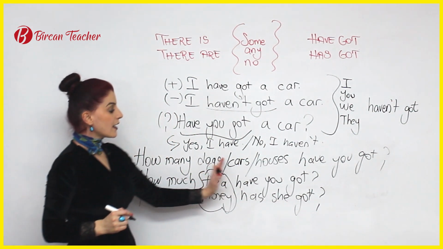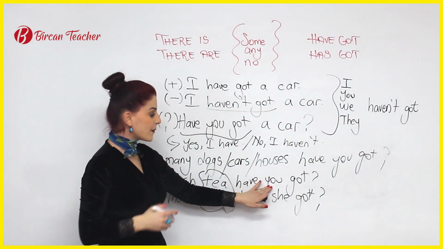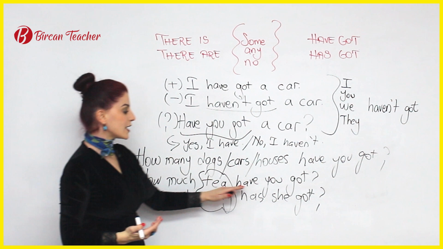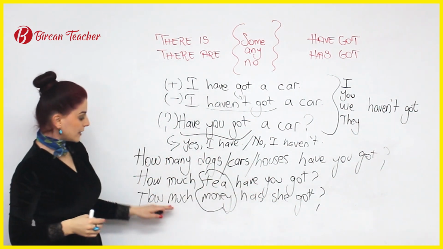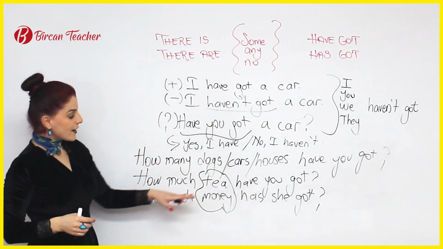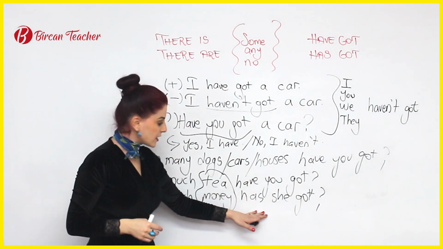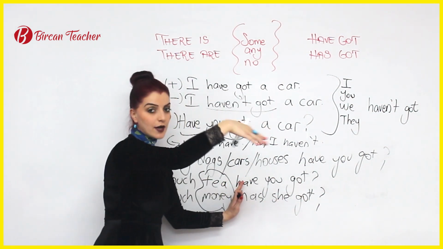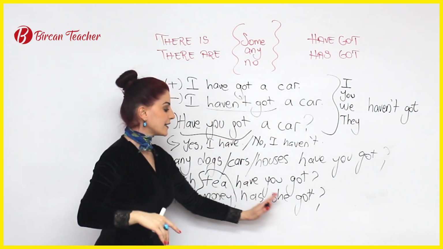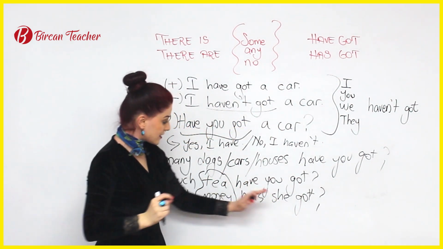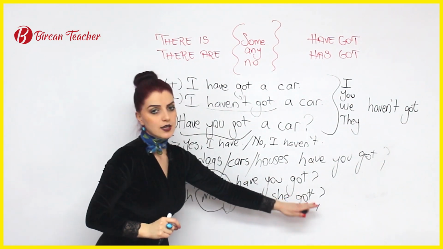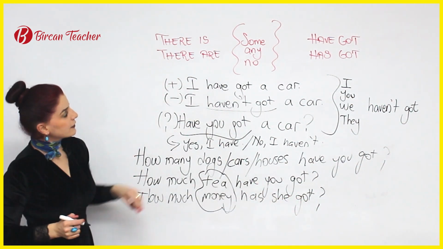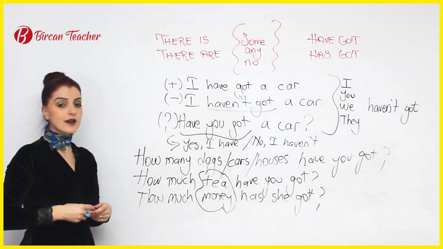How much tea have you got? I'm talking about your belongings. How much tea have you got? But here, how much money has she got? So, how much money? I'm talking about her, another person. And she is singular. That's why has she got. So, these are the questions and negative forms of there is, there are, and have got, has got.